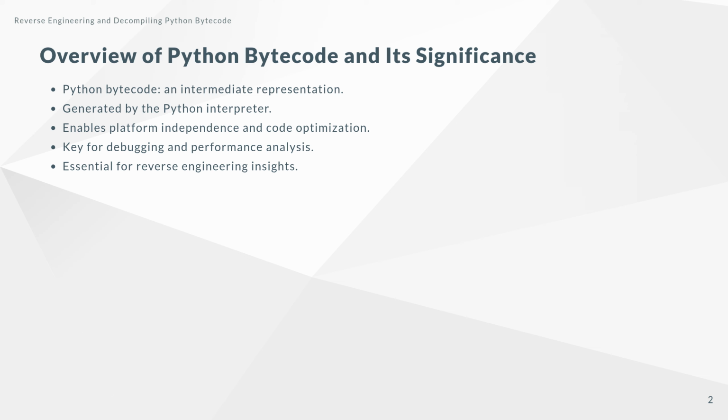Understanding bytecode is crucial for several reasons. It helps in debugging, enhances performance analysis, and is a key aspect of reverse engineering. By learning how to read and manipulate bytecode, you gain insights into Python's inner workings, which can be invaluable for both development and security. Now, let's explore how we can disassemble this bytecode using the dis module.